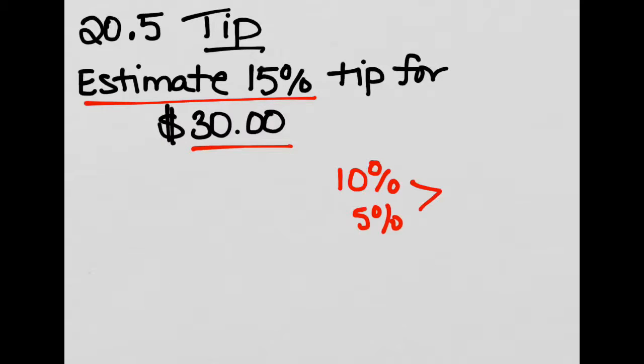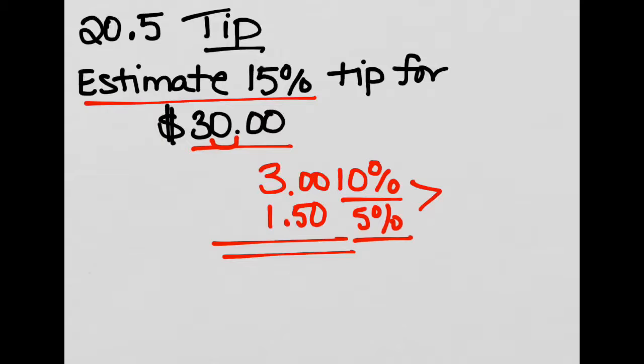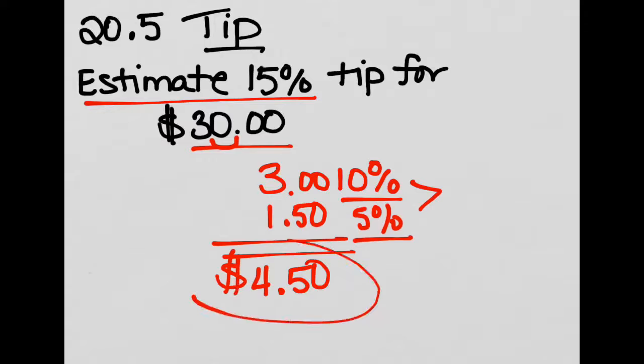10% is 0.1. That means I'm just going to move this decimal once. And so $3 is going to be our 10%. Half of that, so 5% is half of 10%. So half of that would be $1.50. So our 15% tip on a $30 meal bill would be $4.50. So we just estimated that. Let's go ahead and try another one.